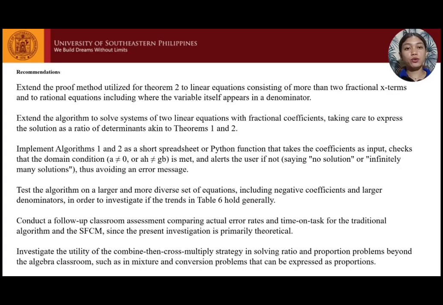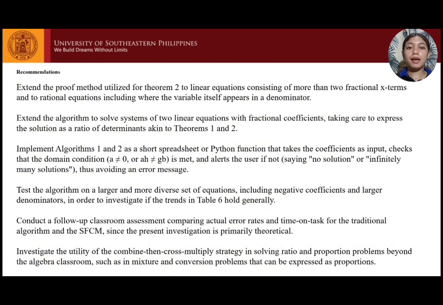Number 1. Extend to more complex rational equations. The proof strategy behind Theorem 2 could be extended to equations with more than 2 fractional x terms and to rational equations where the variable itself appears in a denominator. Number 2. Extend to systems of equations. The algorithm could be extended to solve systems of 2 linear equations with fractional coefficients, expressing the solution as a ratio of determinants in the same spirit as Theorem 1 and 2.